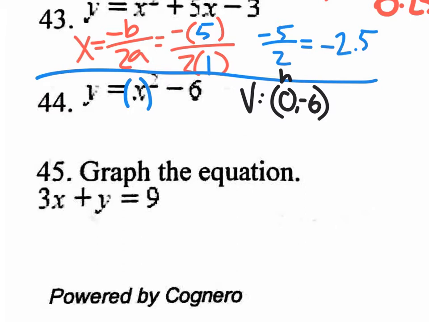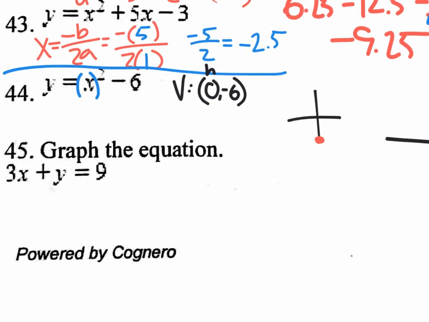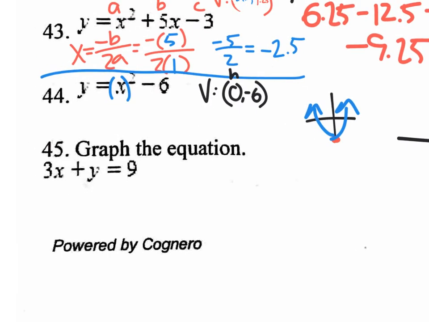So knowing that the vertex is at 0, negative 6, which is way down here, and knowing that the a value is what? What's the a value here? Positive 1. That means that you're going to go over 1, up 1, over 2, up 4, over 3, up 9, and you're going to get that regular U-shaped curve of 1, 1, 2, 4, 3, 9 pattern. So you'll be able to identify that one on the multiple choice.